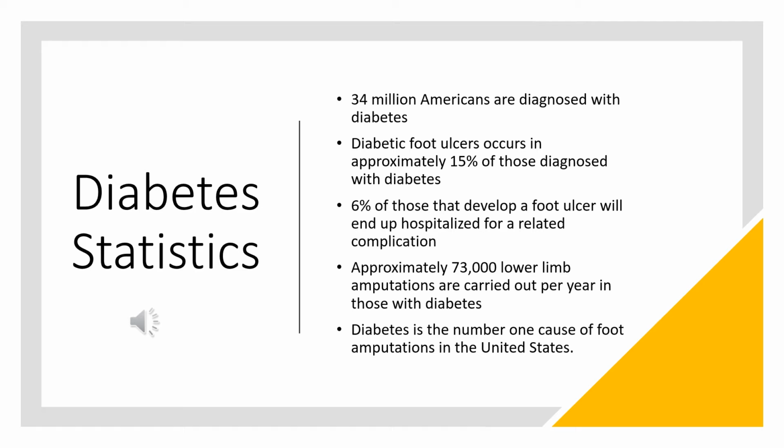Approximately 73,000 lower limb amputations, which can mean below the knee, above the knee, or at the ankle and foot, are carried out per year in those with diabetes. Diabetes is the number one cause of foot amputations in the United States.